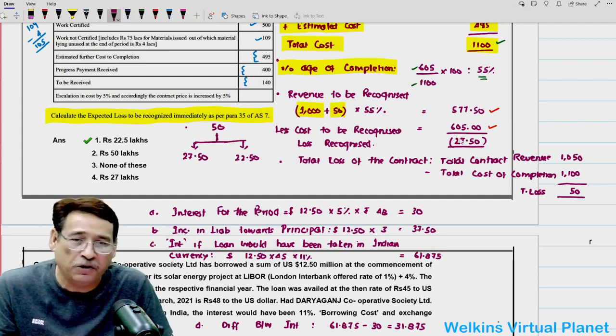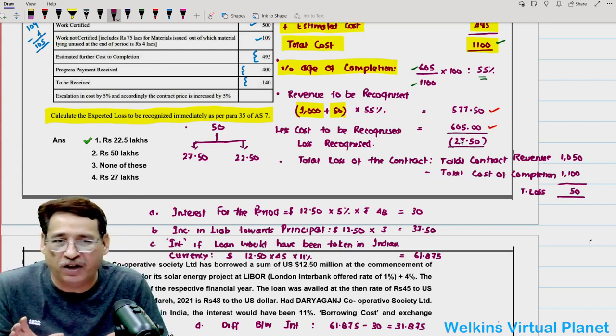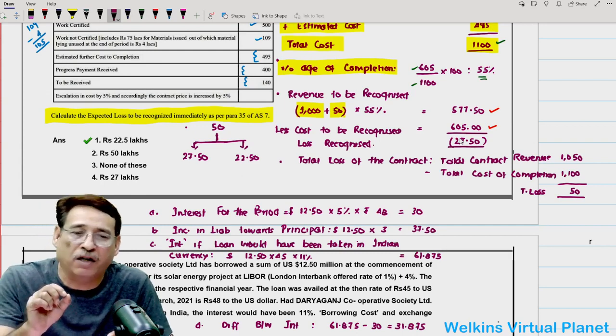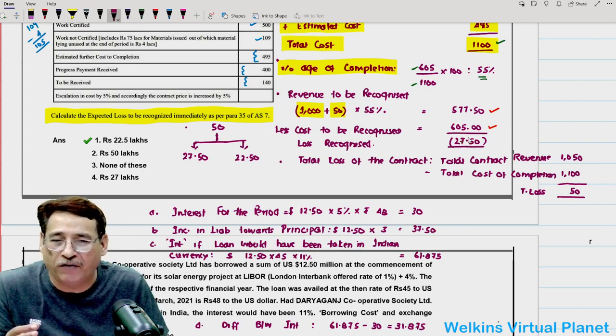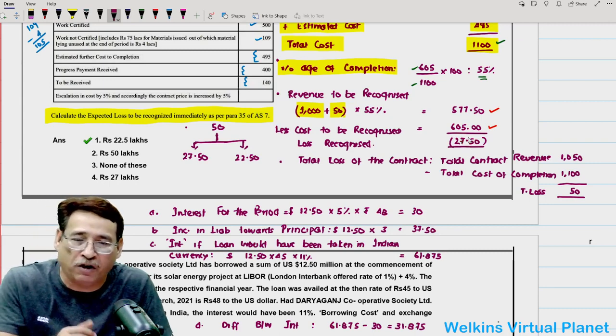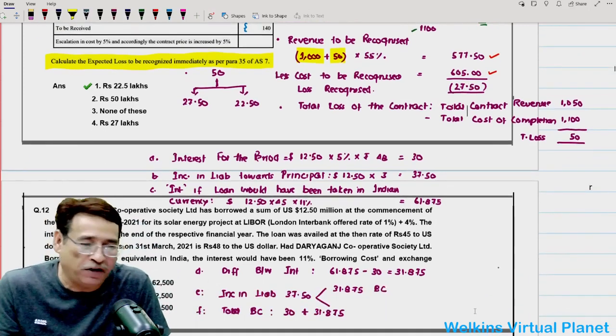But as I told you, when you are expecting a loss over the entire life of the contract, then Section 35 states that the entire loss must be recognized. In the sense, we have already recognized 27.50. We must also recognize the expected loss. Now, how are we going to compute the expected loss? As I told you, it is not a very tough nut to crack.